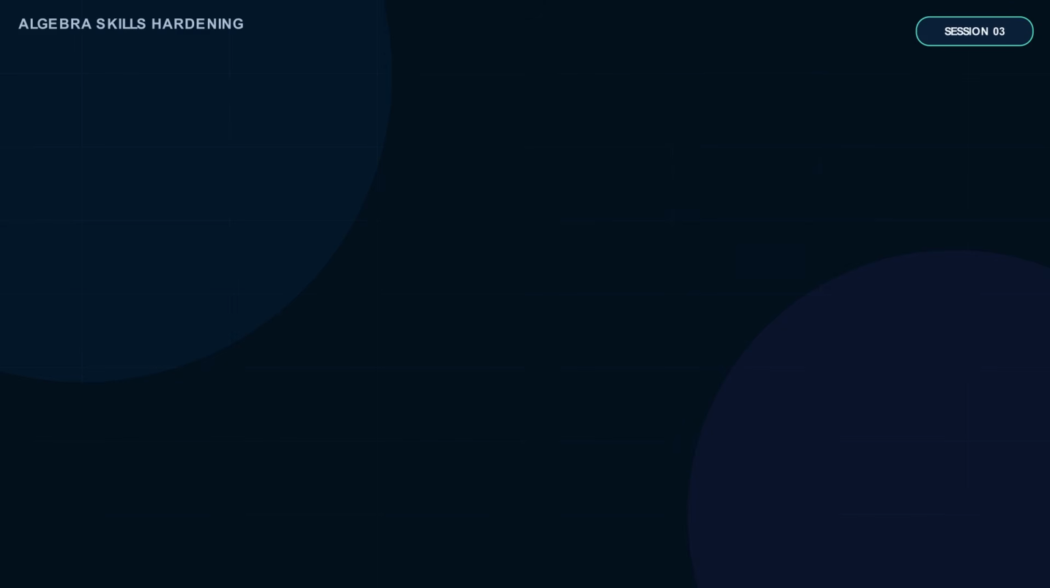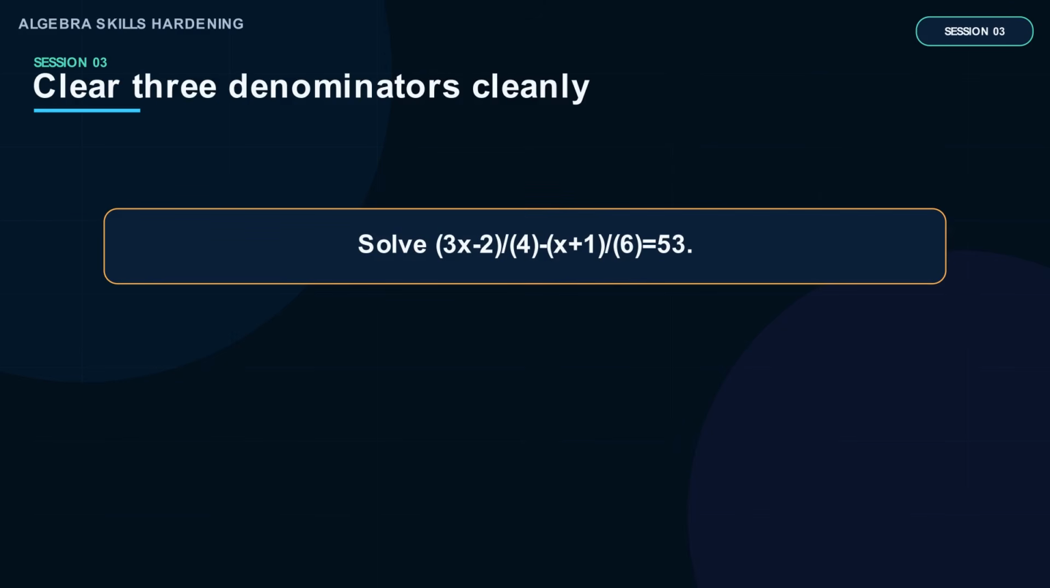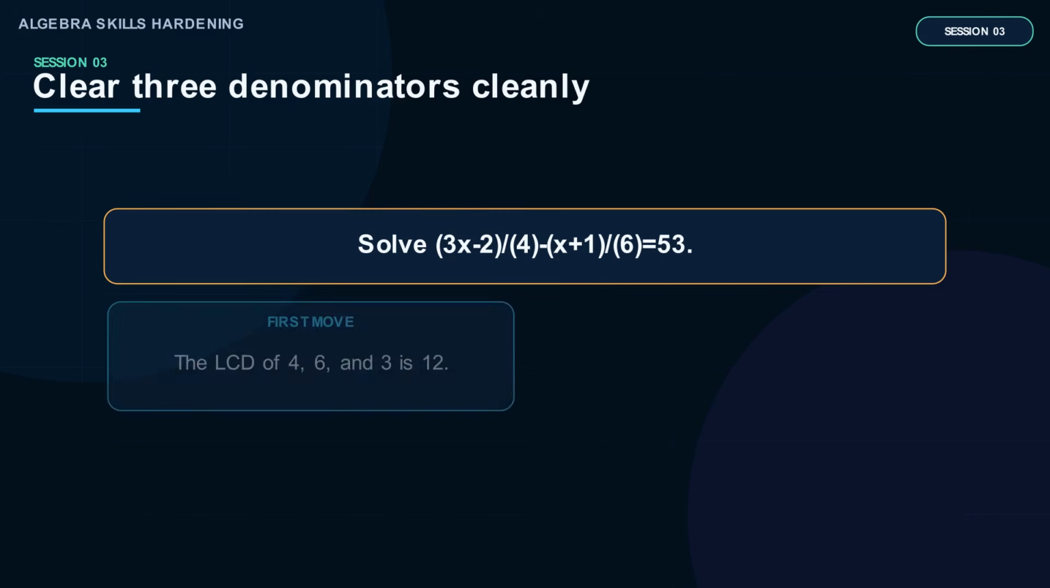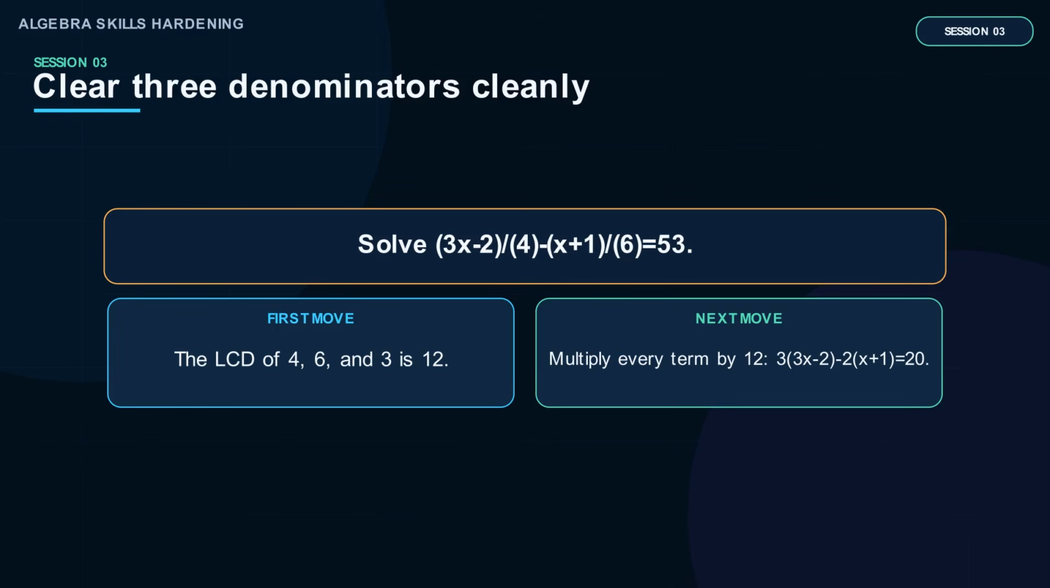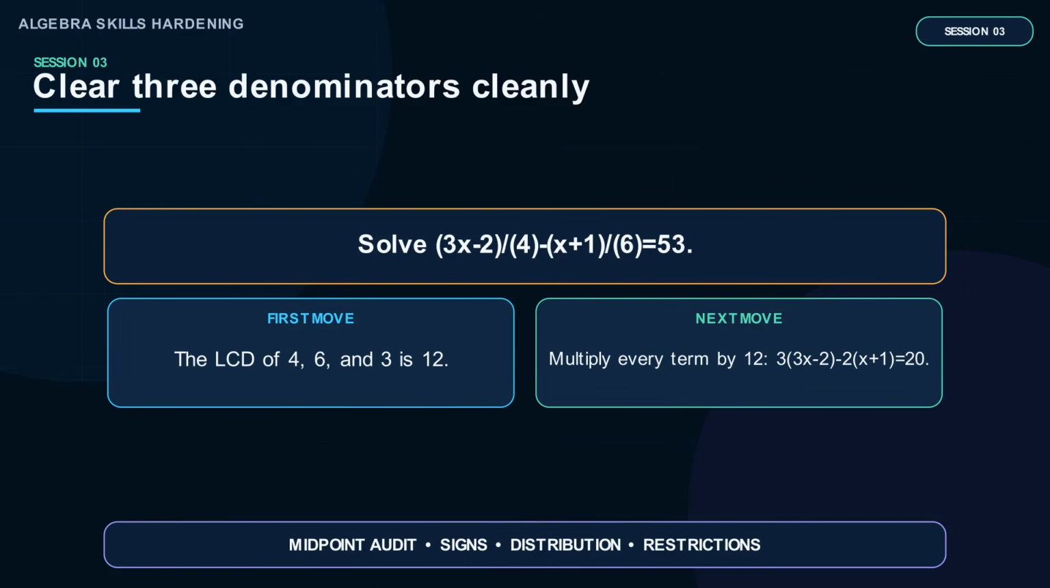Here is the challenge. Solve (3x minus 2)/4, minus (x plus 1)/6, equals 5/3. Restate the target and identify the most important part of the routine. The first move is, the LCD of 4, 6, and 3 is 12. This changes the form without changing the meaning. Next, multiply every term by 12 to get 3(3x minus 2) minus 2(x plus 1) equals 20. Keep the relationship visible and apply the operation to every required term. Now audit distribution, signs, copied values, and restrictions. A brief midpoint check is cheaper than rebuilding the solution.